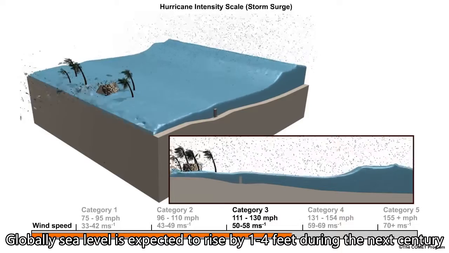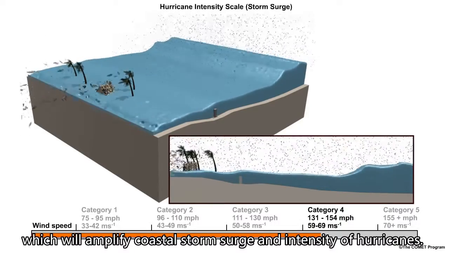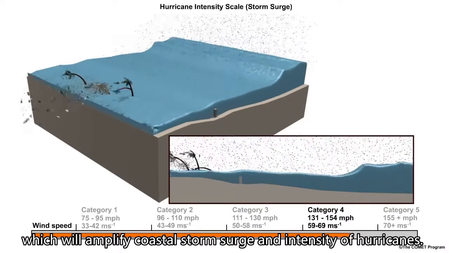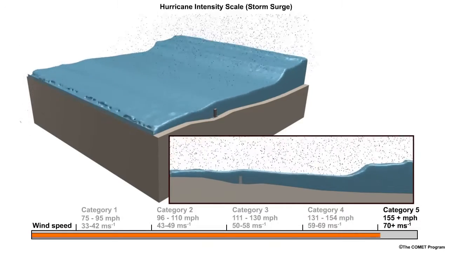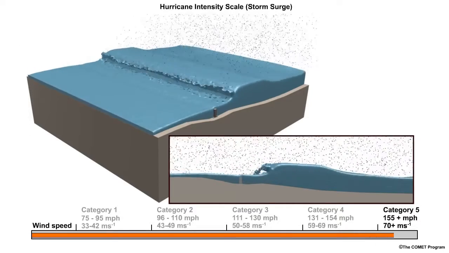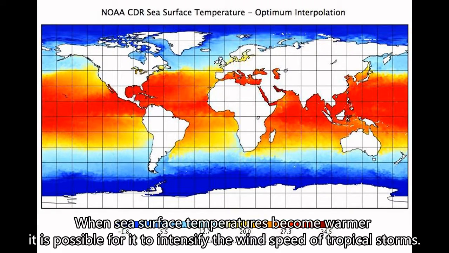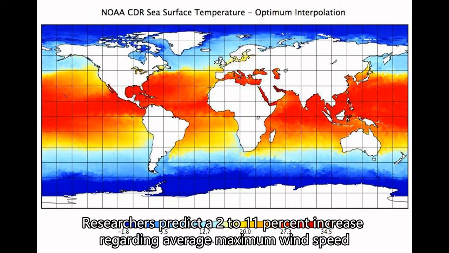Globally, sea level is expected to rise by 1 to 4 feet during the next century, which will amplify coastal storm surge and intensity of hurricanes. When sea surface temperatures become warmer, it is possible for it to intensify the wind speed of tropical storms. This gives the storm more potential to be more damaging once making landfall.